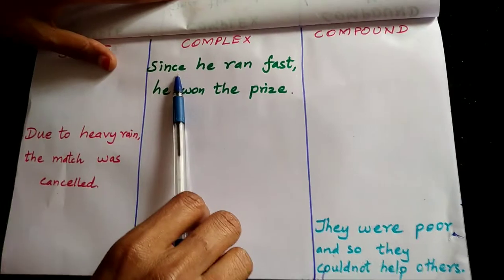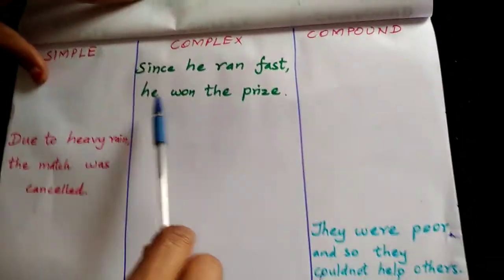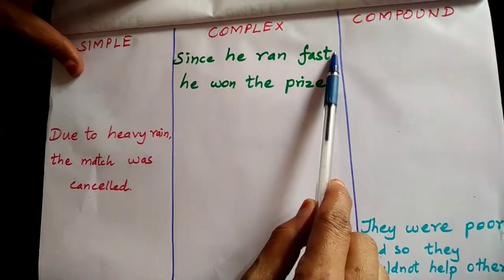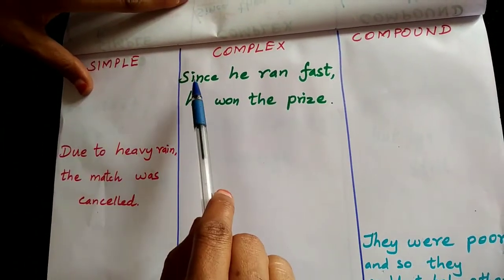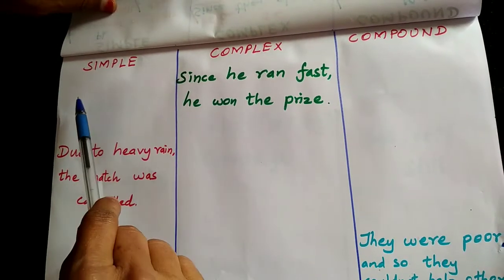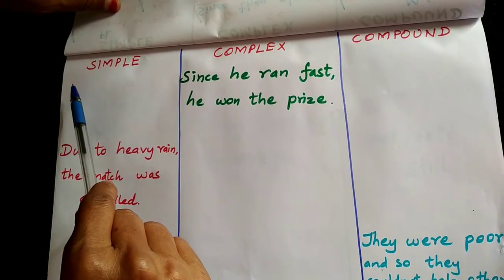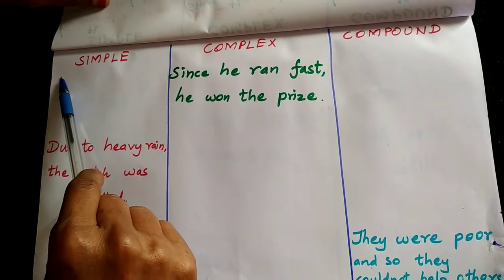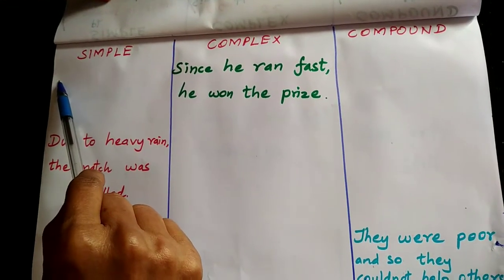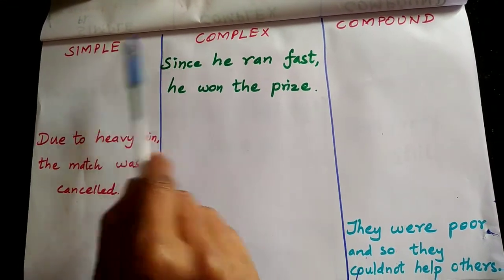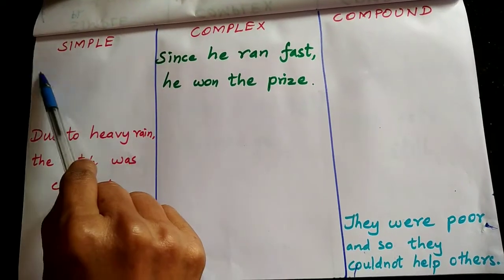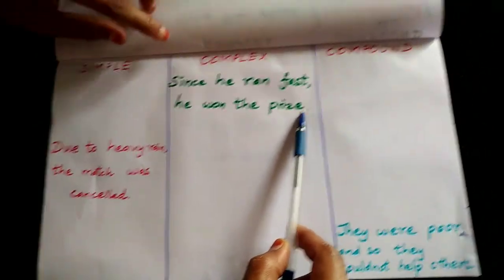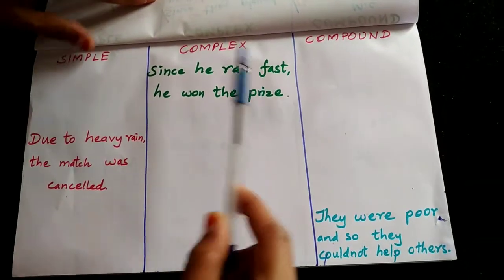See this first sentence, complex. Since he ran fast, he won the prize. This is a complex sentence. We have to change this subordinate clause into a phrase. Since he ran fast becomes the phrase with the preposition due to or owing to or on account of. Okay, let us take on account of. He becomes his. Ran becomes running. On account of his running fast, he won the prize. Just try this answer yourself, okay?